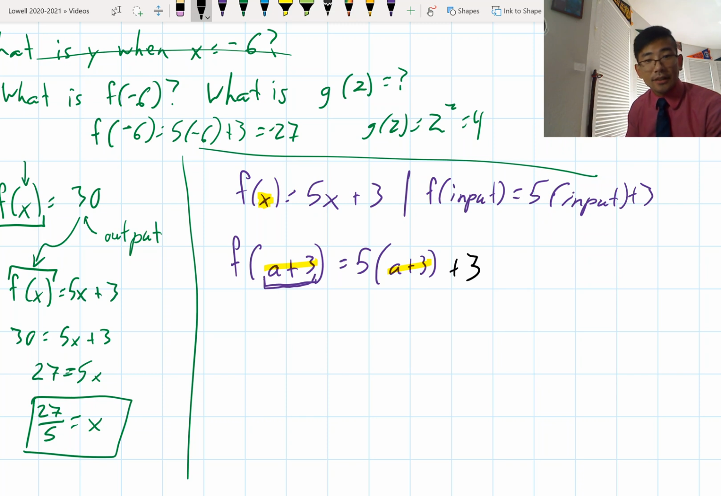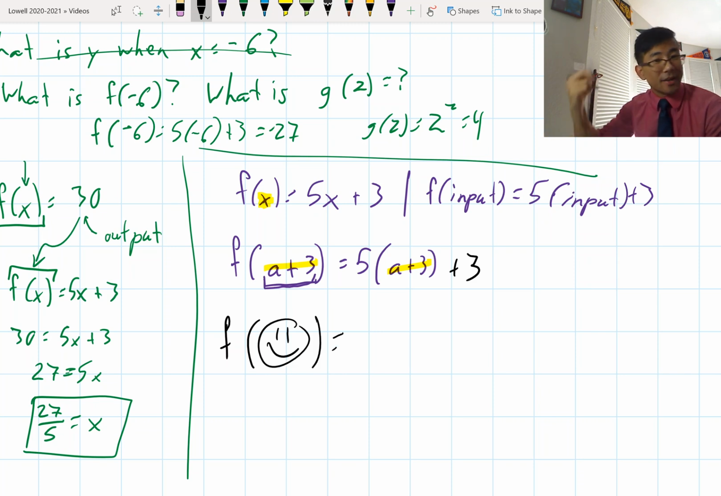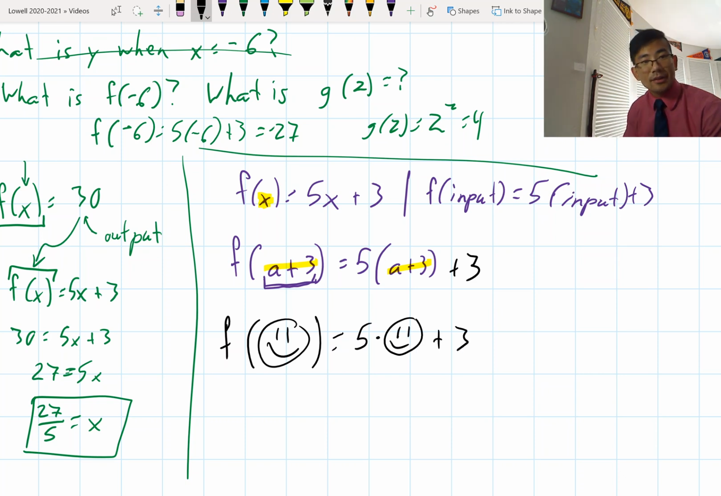We could do all kinds of stuff like this. For example, I could do f of smiley face. All that would mean is, well, my input's smiley face now, so I have 5 times smiley face plus 3, whatever that is.